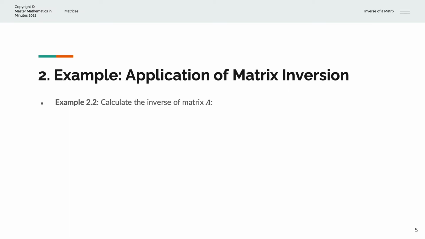In the second example, we also calculate the inverse of matrix A. And so, we're given that the determinant of matrix A is equals to AD minus BC. So A is 5, D is 2, minus B, which is 1, multiplied by C, which is 10. So this determinant is equals to 0.